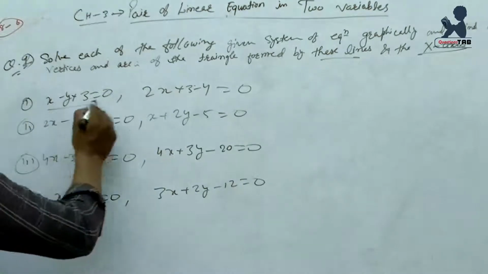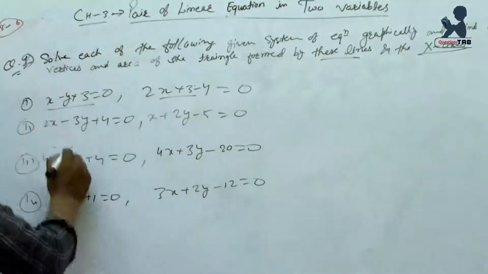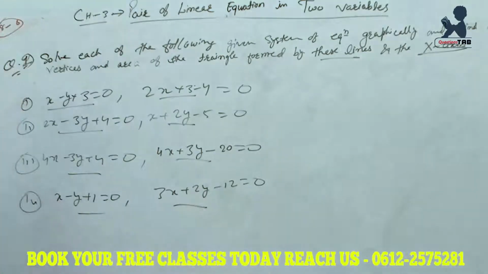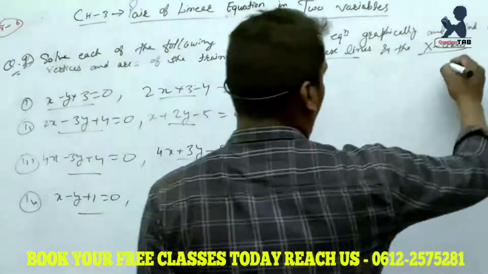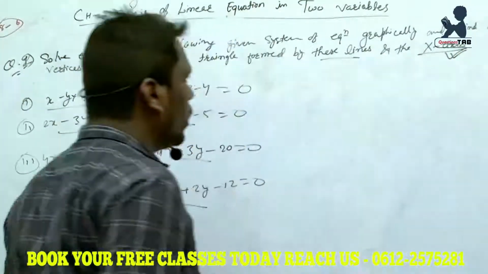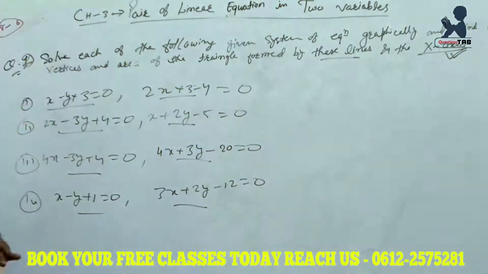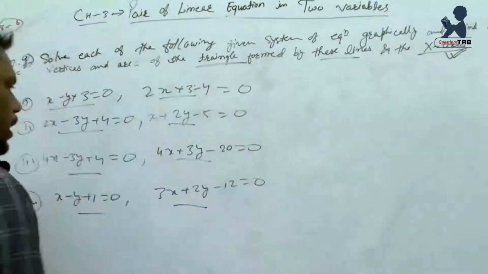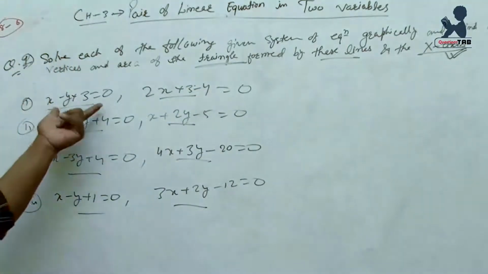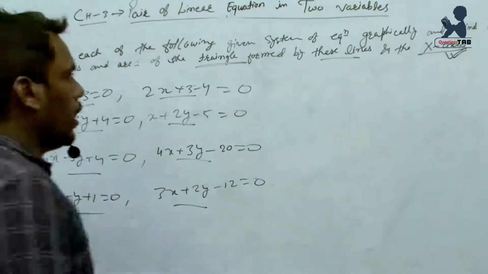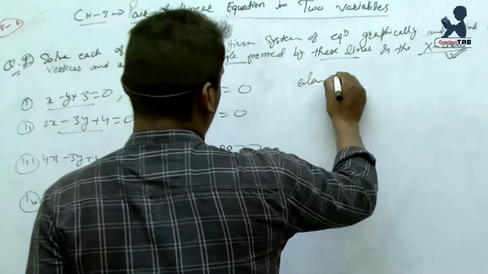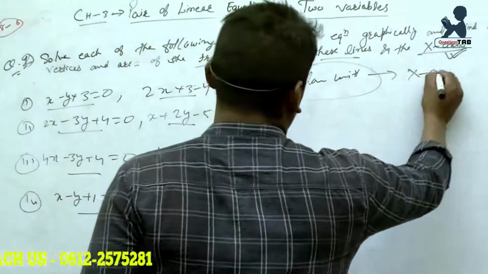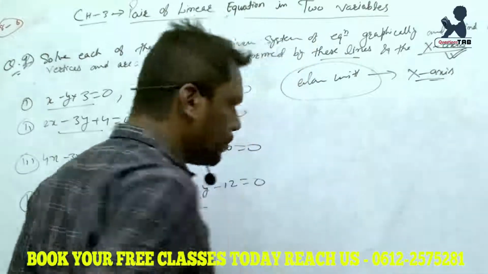Two equations are given in each question, and we are going to find the vertices of a triangle with the help of these two equations along with the x-axis.